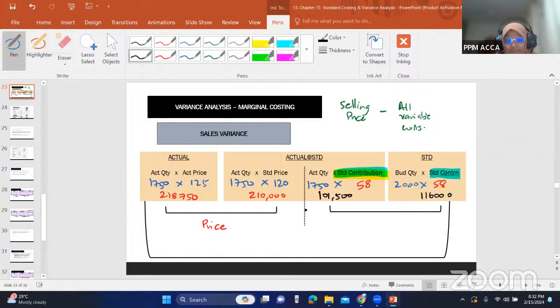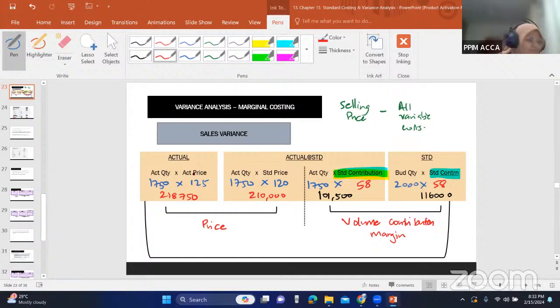Now this is price variance, no problem. This is called the volume. In absorption costing, it was called volume profit margin. Here, we don't use the term profit. We say volume contribution margin variance. That's the only difference. Volume contribution margin variance.